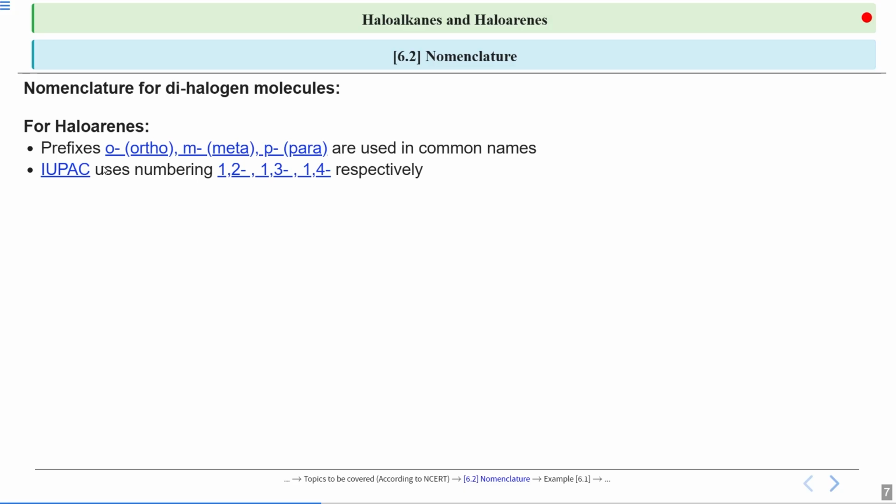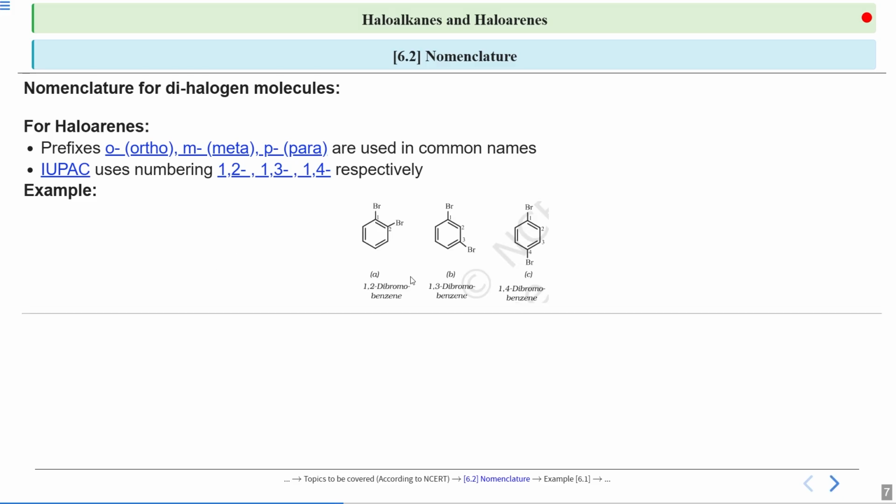So we have prefixes ortho, meta and para, which we are going to use in common names, and for the position in the IUPAC name we number it, like for ortho we use the numbers 1 and 2. That means at first position there is a halogen, at second position there is a halogen. So for ortho in the common name we use ortho, and in the IUPAC name we use 1,2. For meta we use 1,3, for para we use 1,4. Let's see an example. So we have these examples where we are just changing the positions of the bromine halogen.